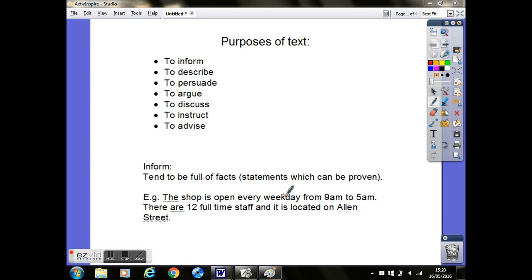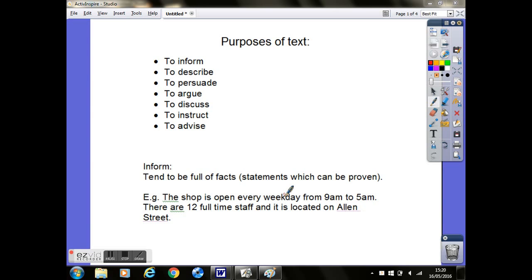So what we've got up on the left here is, as I say, the 7 common types that you might be likely to see somewhere. Now, out of those 7, I would say that some are more likely than others, but that's not concrete. That's just an idea of what I've seen in practice papers before. So we've got inform, describe, persuade, argue, discuss, instruct, and advise.